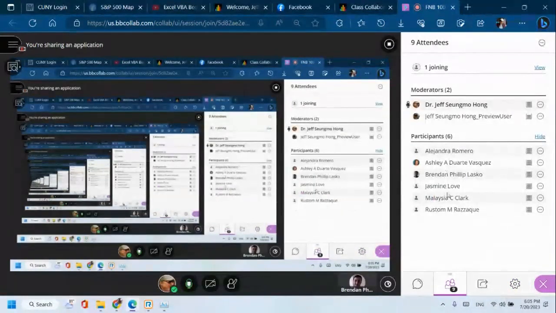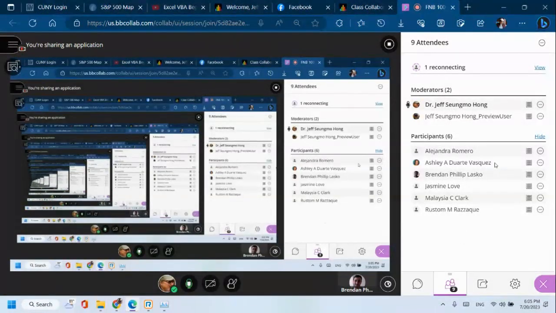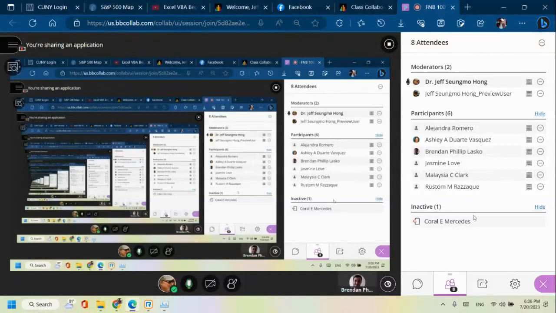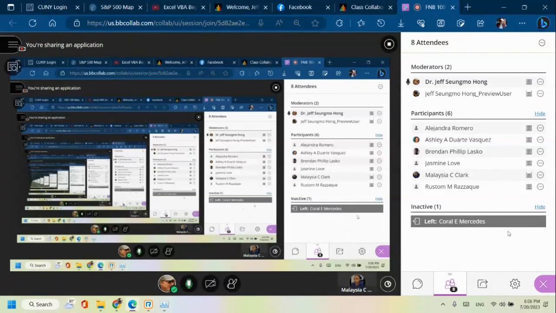Okay. So I see two people have already put up a profile picture, and I see six people here, and someone is just connecting. So Alejandra, Jasmine, Malaysia, Rustam, and Coral. Coral's probably having some connectivity issue. Is mine showing now? Yeah, Malaysia, yours is showing now. Yes. So the rest of the class, please put up your profile picture.